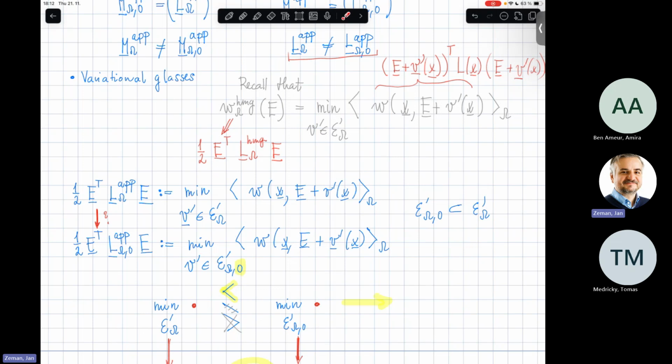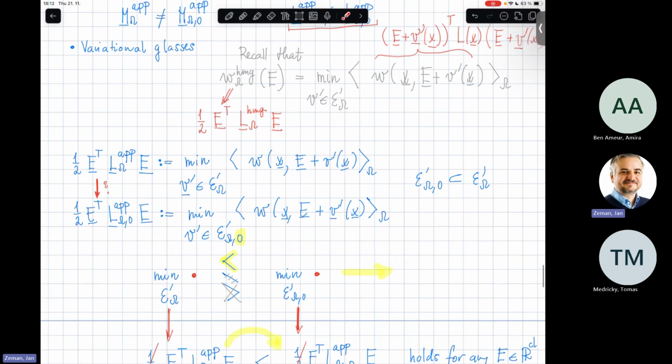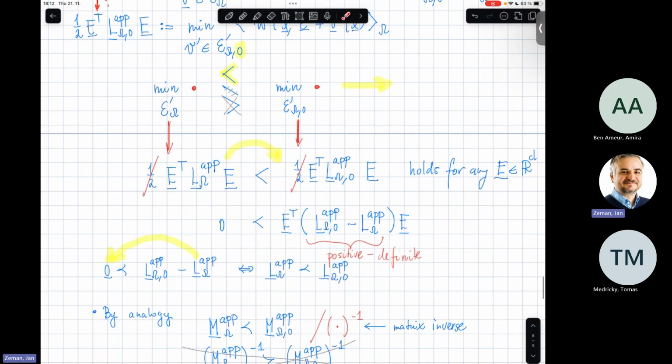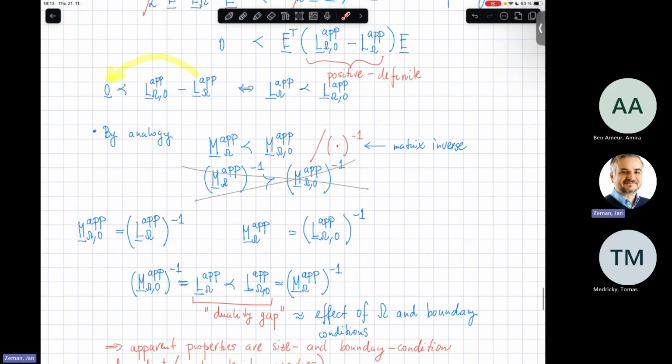And because these two spaces over which I'm performing my minimization are ordered in this particular way, so in one case I'm solving this minimization problem over some functions which satisfy some additional conditions compared to the second case, it can be shown that this condition holds. So these ones in which I have some conditions prescribed on the boundary, in a certain sense provide an upper bound to these apparent properties. And this is basically what one gets.